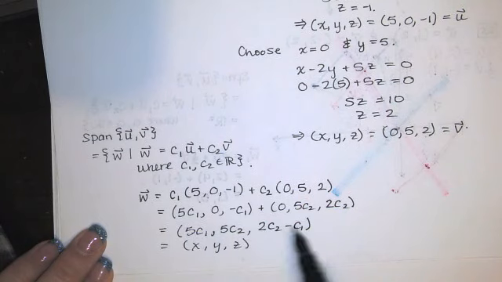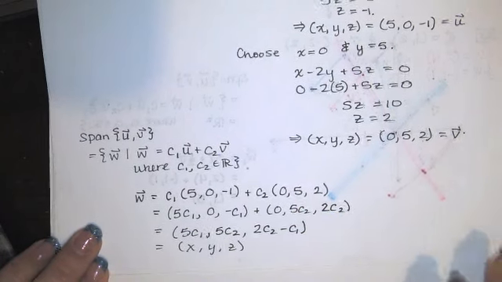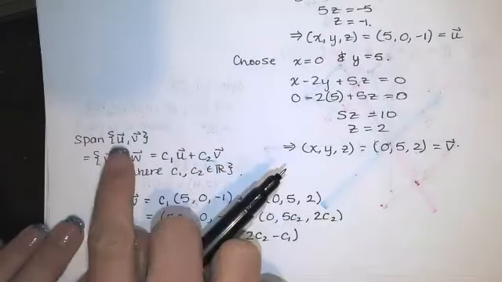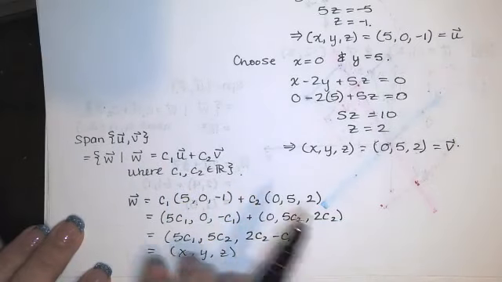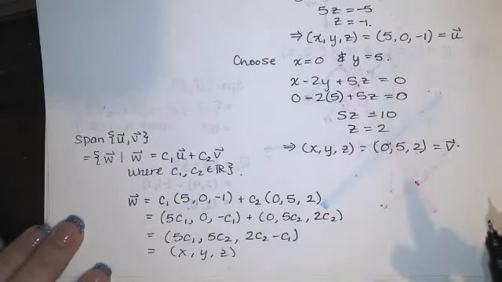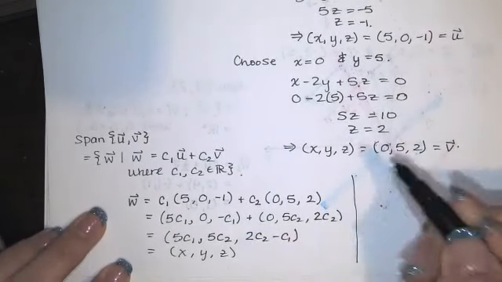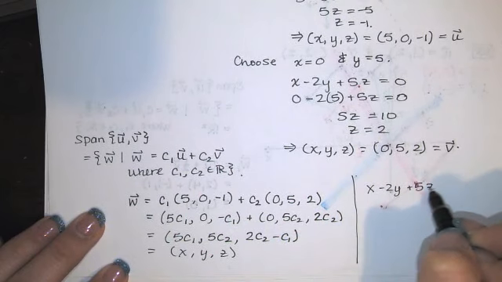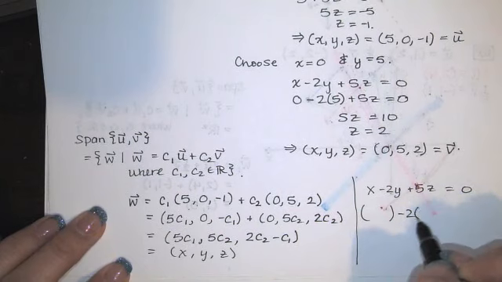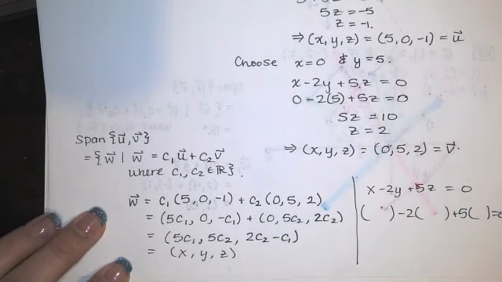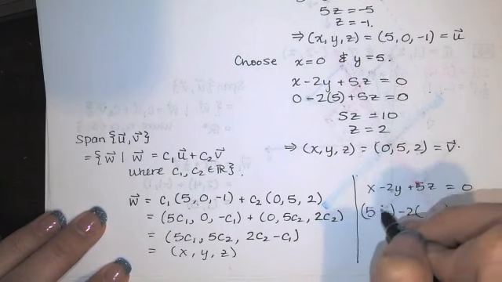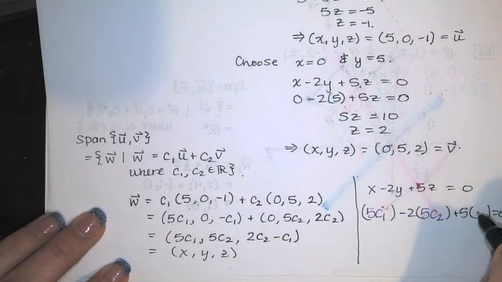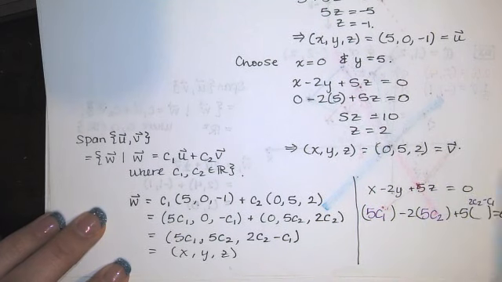If they do for any c1 or c2, then we're good to go. Then we know that we've actually found a set of two vectors that span that plane. And since they're not multiples of each other, we know that they form a basis for that plane. So let's substitute these into our equation. We had x minus 2y plus 5z equals 0. We're going to replace the x with 5c1, replace the y with 5c2, and replace the z with 2c2 minus c1.